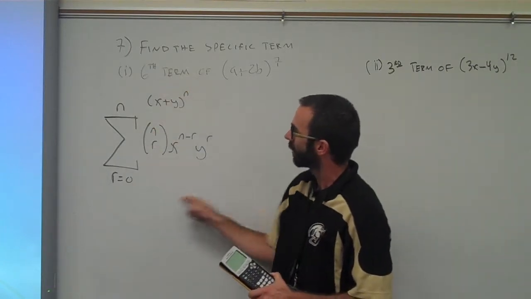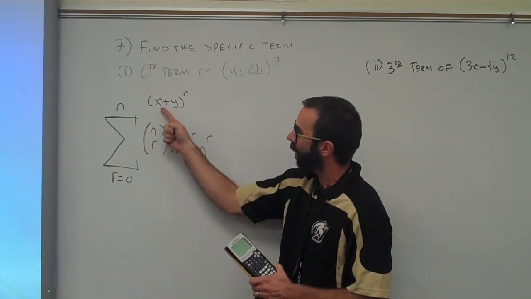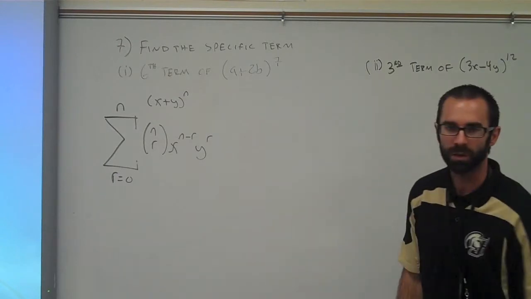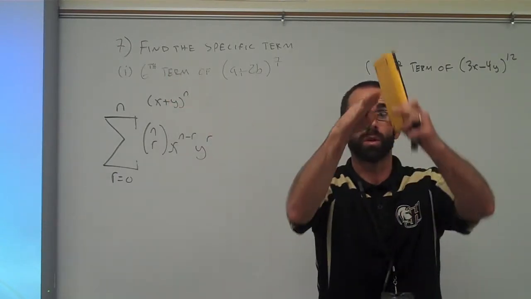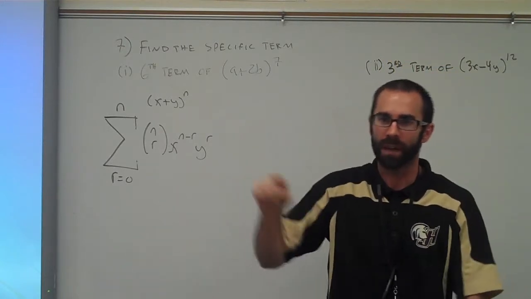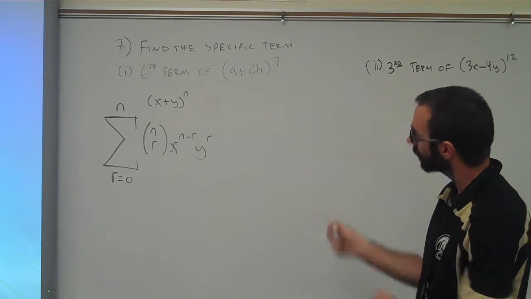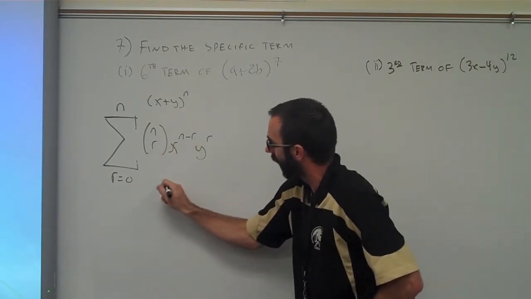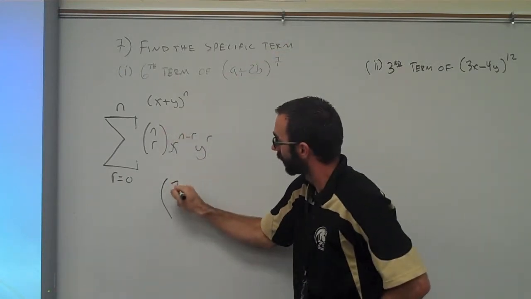So I just wrote down right here our sum of n choose r, where we take our first term to the power of n minus r, and then y to the power of r. So watch how quickly we can find the sixth term without having to expand the whole thing down and then choose our sixth term. So let's first choose our n and our r. Our n is always going to be this number right here, 7.